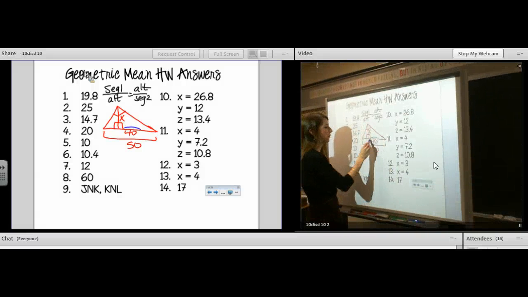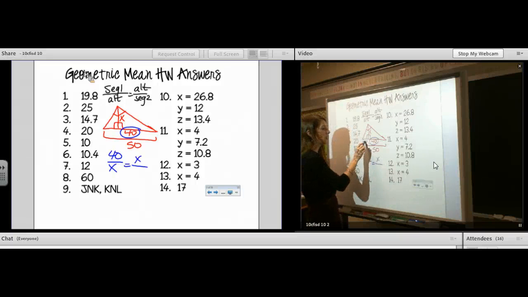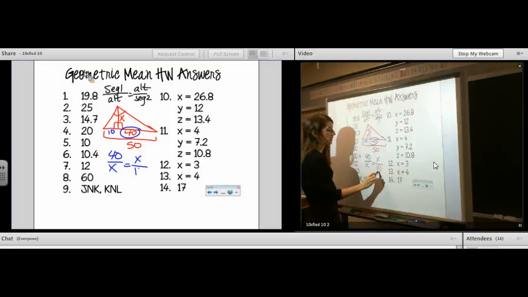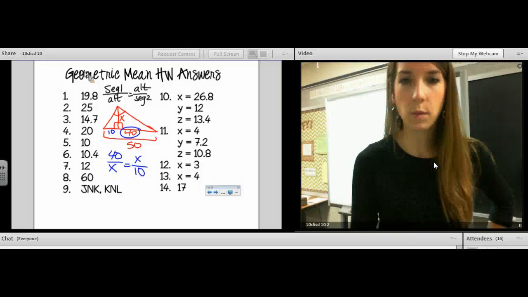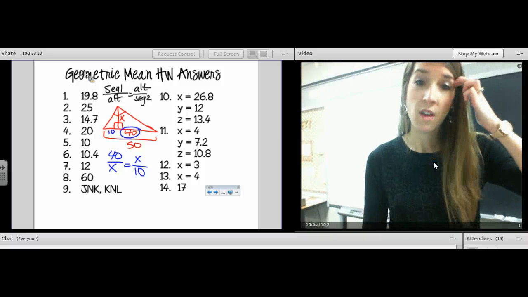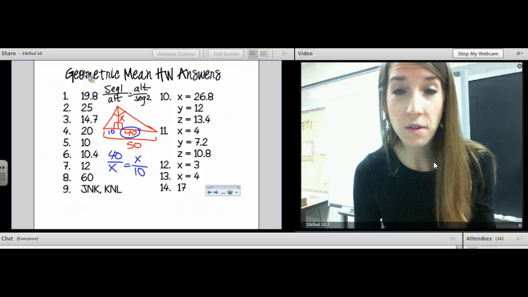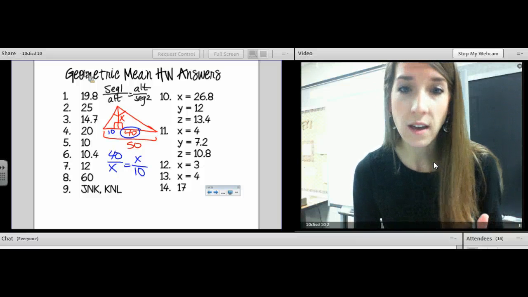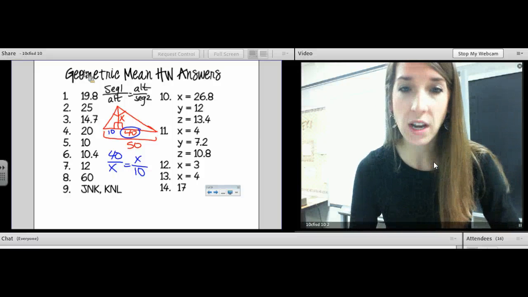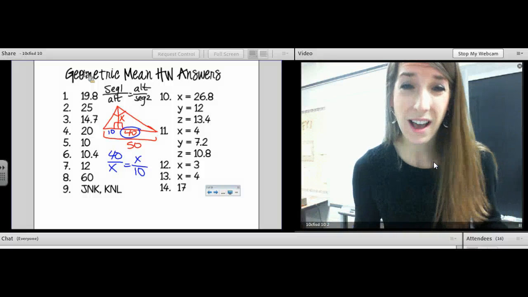So let's set it up. Segment number 1, 40. 40 is to X as X is to segment number 2. Segment number 2 is not 50. Segment number 2 is 50 minus 40. It's 10. So you do 40 times 10, and you take the square root. Could some of you stare at this problem and just go, square root of 10 times 40, the square root of the product? Absolutely. You don't have to set up that proportion if you already know the tricks, which is honestly how I solve it.